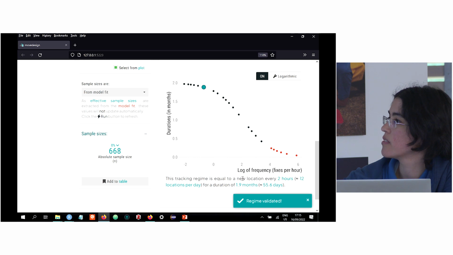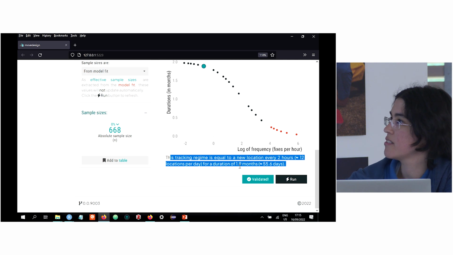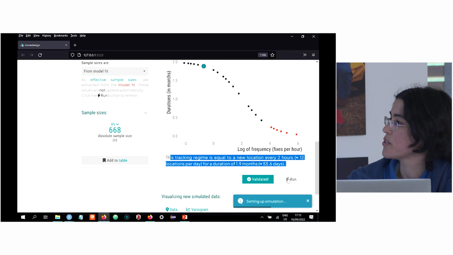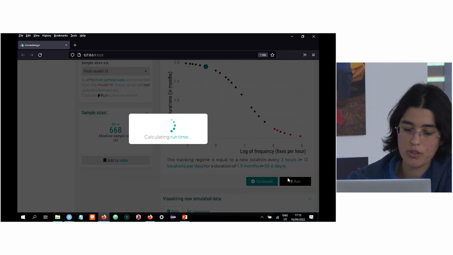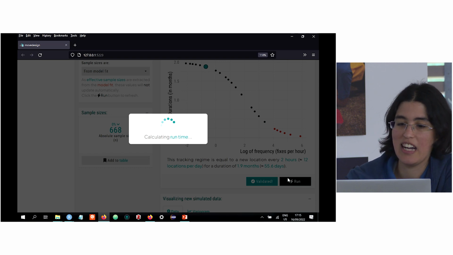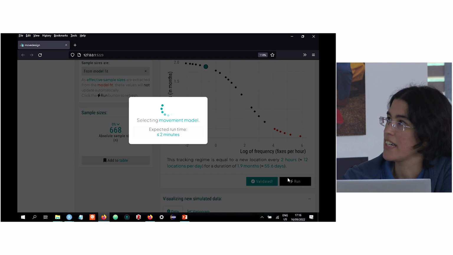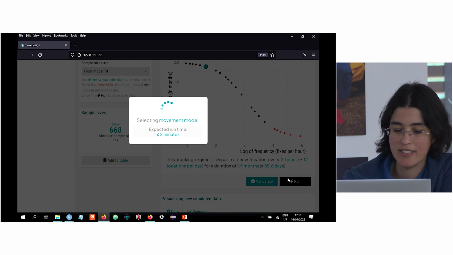So now we'll validate just to make sure everything is going right up until this point. And this is just saying what your tracking regime will look like. A new location every 2 hours for a duration of 1.9 months, around 55 days. Okay, so we'll try running that. It will calculate the runtime of the simulation, which again, if you select a very high duration or a very high sampling frequency, will take longer and longer to run. Okay, 2 minutes is not too bad. We can wait 2 minutes.